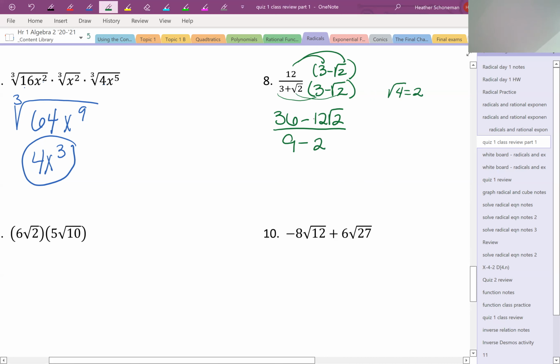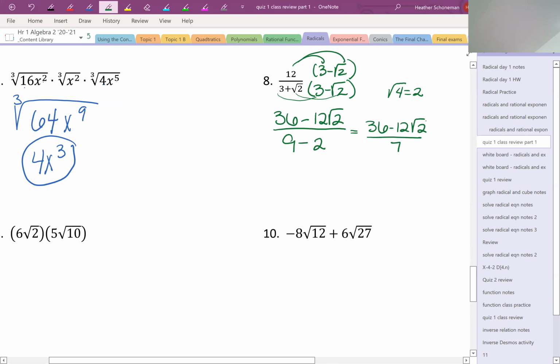Now, it may be tempting to reduce the 36 and 9 or the 12 and the 2, but you can't because they're combined or connected with plus and minus signs. But what I can do is I can simplify the denominator. 9 minus 2 is 7.